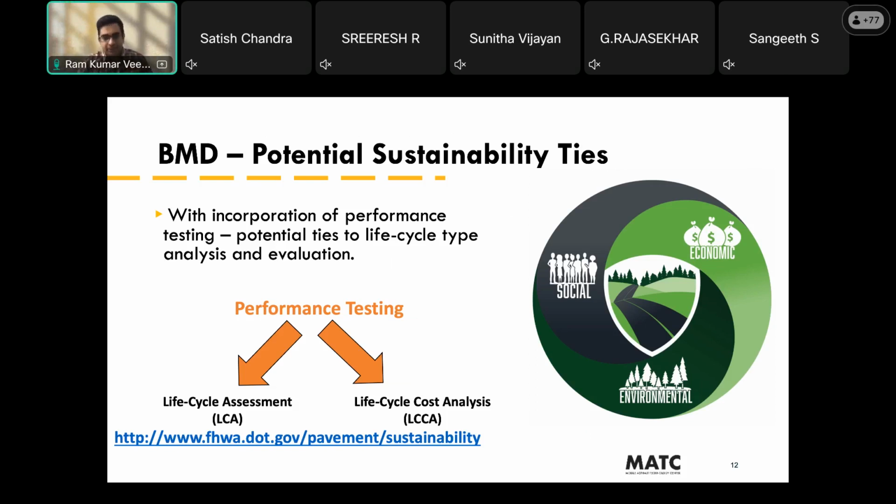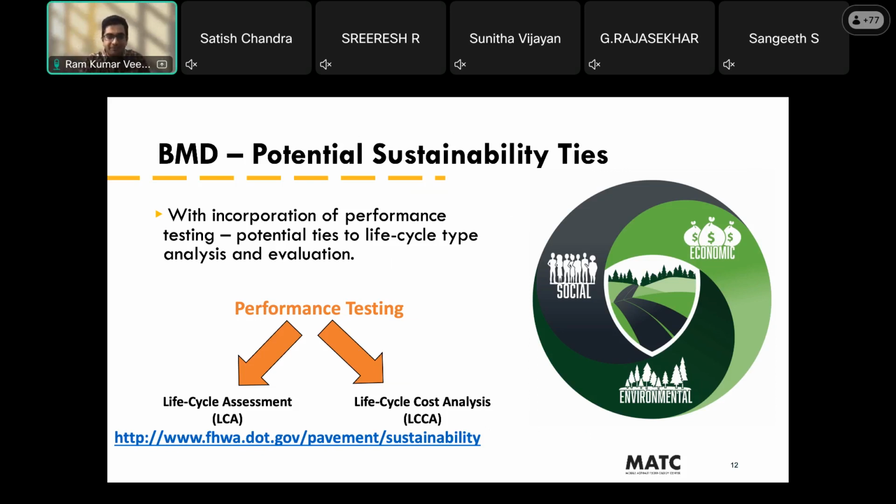The other aspect of BMD implementation is life cycle cost analysis, or LCCA. This approach assesses the total cost of ownership over the life of an asset. So this ensures that the pavements are designed to be more durable and require less maintenance, which can lead to significant cost savings over a period of time. So incorporating balanced mix design into practice not only enhances performance, but also aligns with sustainability and resiliency goals, making it a comprehensive approach to modern infrastructure development.